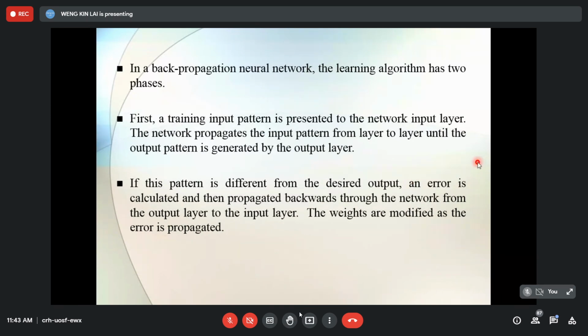As you will see in the next few slides, this is how the weights are modified and how the error will then be moved from right to left. Input pattern is propagated from left to right, which is forward, and the error is moved from right to left, which is backward. So you move input signals left to right, and you move error right to left, backwards.